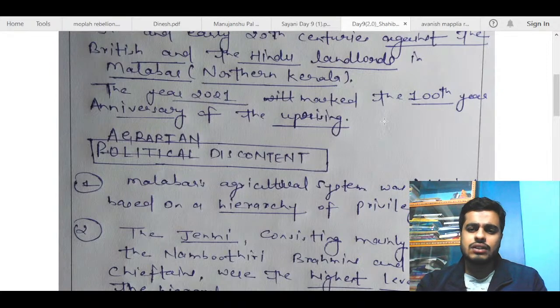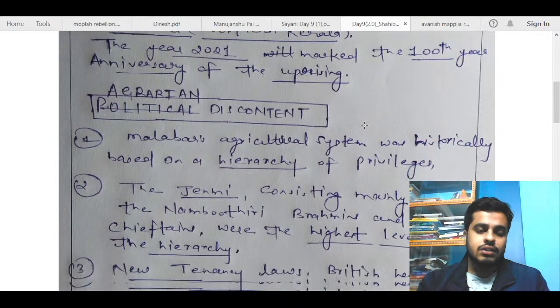You can just mention a linking statement here, like you can give the idea to the examiner of what is coming next. So you can mention that it started with agrarian and political discontent and later on went on to take religious undertones.